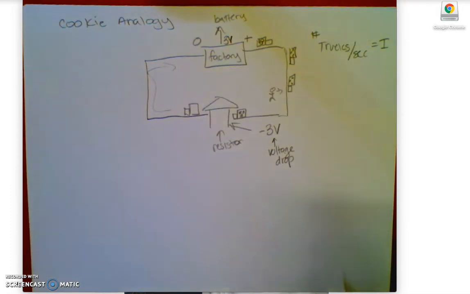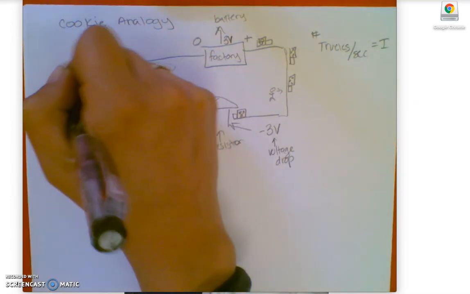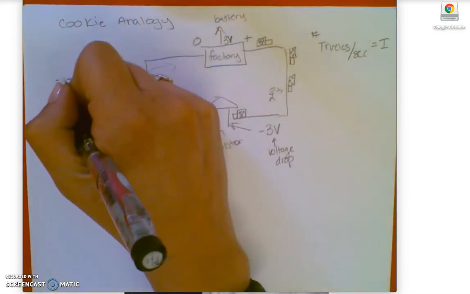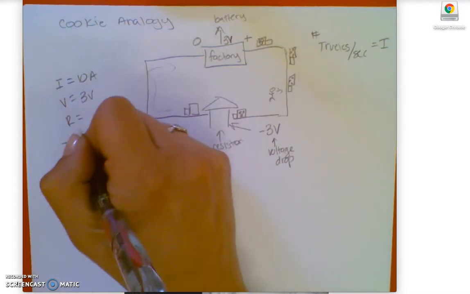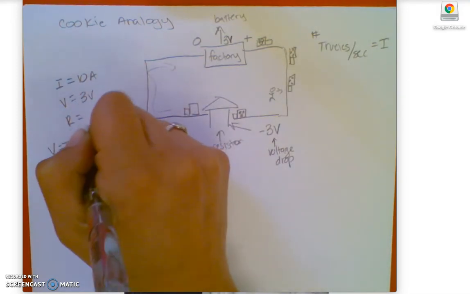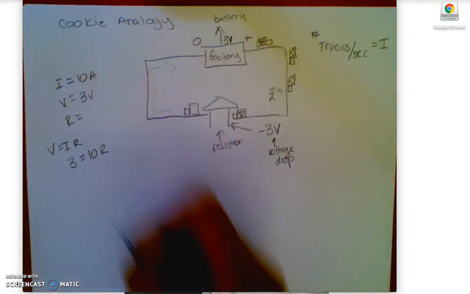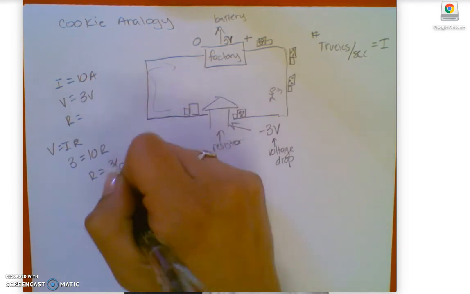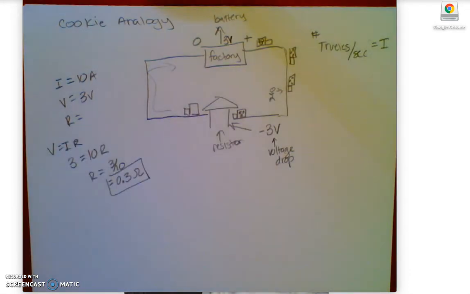And what we could do is we could say that we're seeing, let's say that our I is 10 trucks per second, so it'd be 10 amps, and we know our factory is 3 volts, so our voltage is 3 volts, and you could solve for the resistance using your Ohm's law, right? So if our voltage is 3 and our I is 10, then we can solve and we would know that our resistance in this house is 3/10 or 0.3 ohms. Does that make sense? So hopefully you can kind of see that analogy, okay?